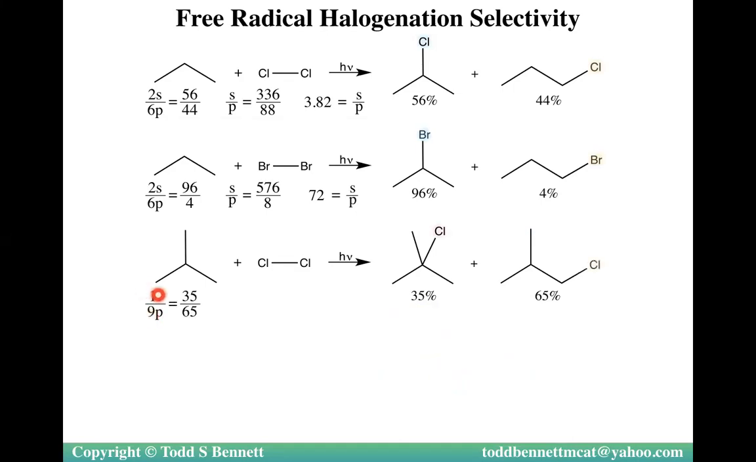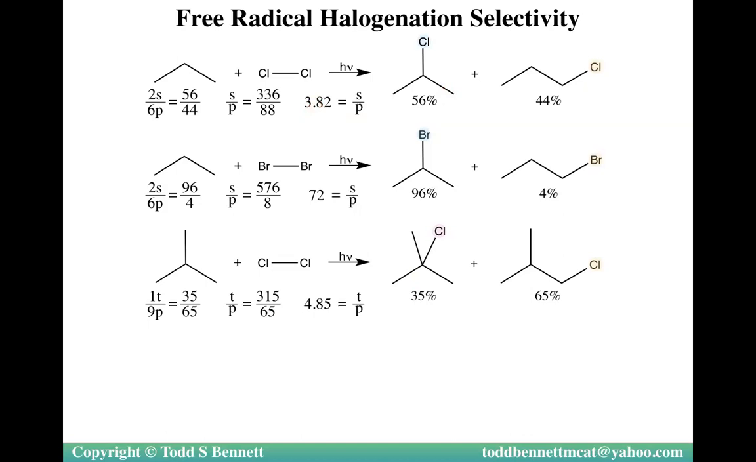So again, 1 over 9, tertiary over primary, equals 35, the tertiary product, over 65, the primary product. So 1 to 9 is the probability based on just how many there are, and T over P is the preference for tertiary over primary. Multiplying across, like I mentioned, 9 times 35 is 315 divided by 65, just barely less than 5. Okay, so it prefers tertiary by about a 5-to-1 ratio, secondary by about a 4-to-1 ratio.